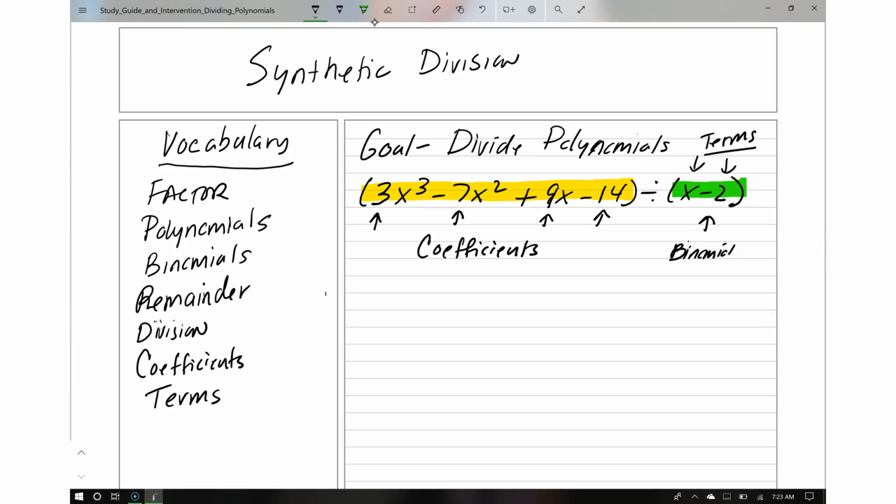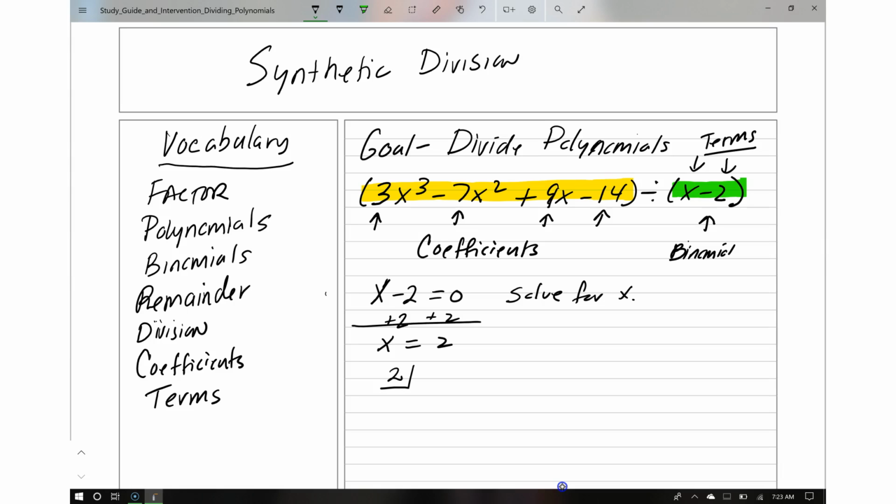divide these two polynomials. What you have to do first is you have x minus 2 is equal to 0. You have to solve for x. So you're going to add 2 to both sides. So we have x equal 2. So in the process of synthetic division, that's going to go in the corner. We have x equal 2.